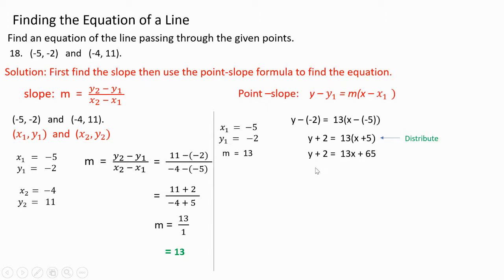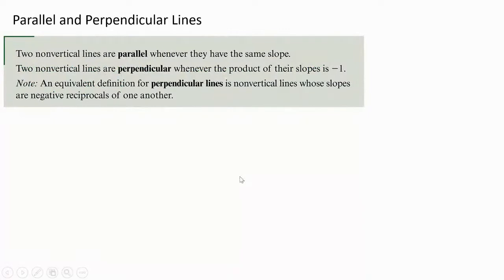We have to put it in the slope intercept form, so we have to subtract 2 from both sides. So it'll be 65 minus 2 is 63. So this is the equation of the line that I'm looking for. y equals 13x plus 63.